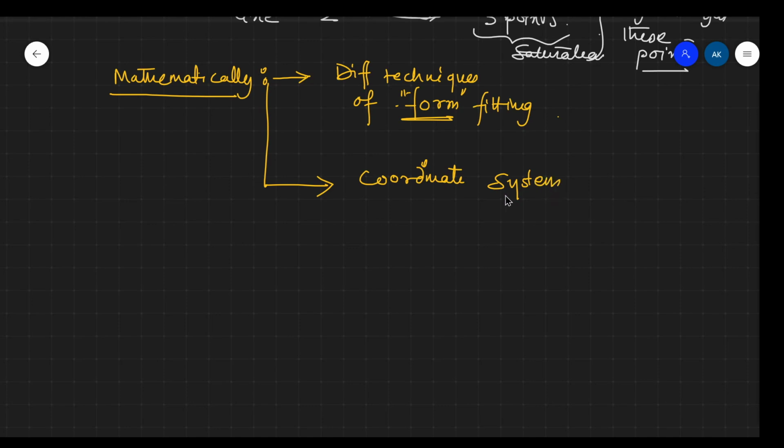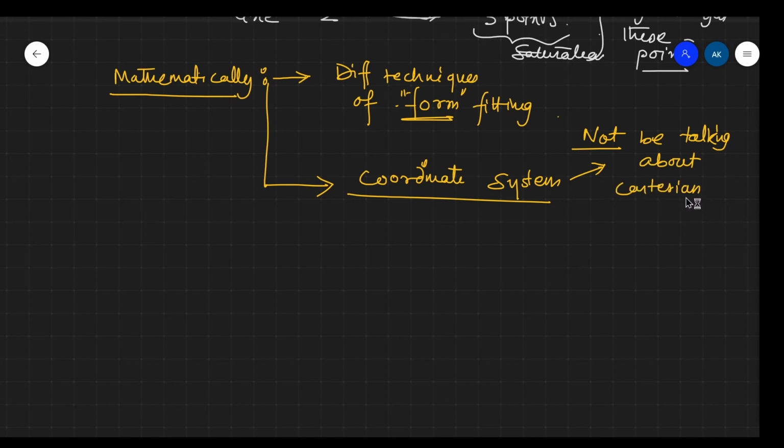Now you must be knowing coordinate systems. I'm pretty much sure, and don't think that this is something we will be talking about again: Cartesian, polar, etc., spherical, cylindrical. This we will not be talking about. So don't think that okay, fine, I know, and this fellow will again be talking about something which I already know and waste my time. No, it's not like that.